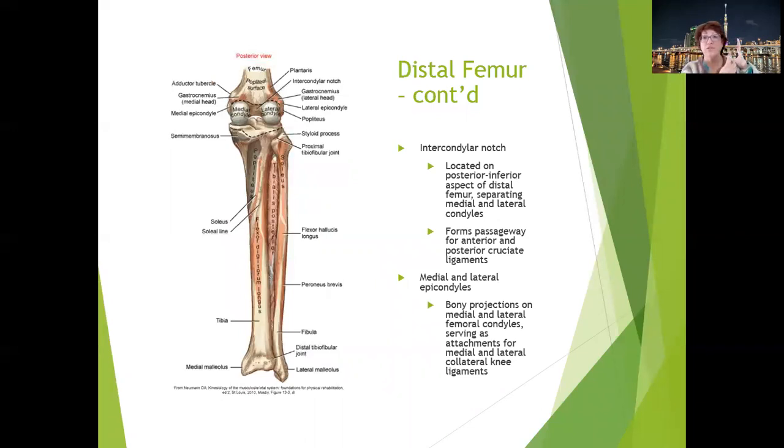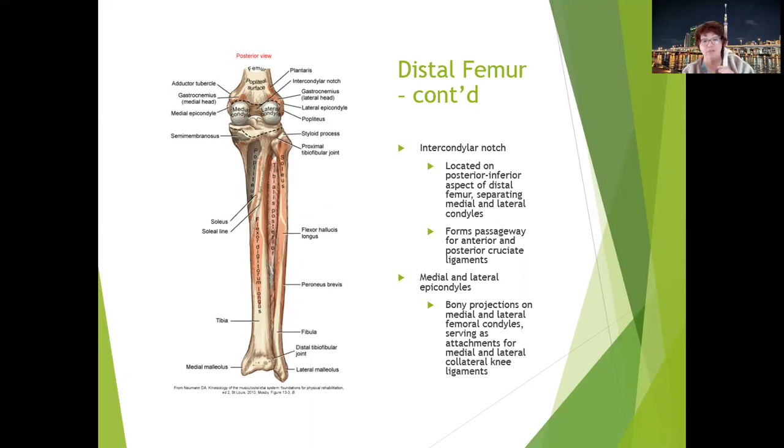On the posterior side, we have the posterior inferior aspect of the distal femur. We have the groove, the notch that separates the medial and lateral condyles. That notch forms the passageway, and it's where the ACL and the PCL live. So there's room in there for those ligaments to be inside the knee, stabilizing it. And we'll talk in one of the upcoming lectures about how that works.